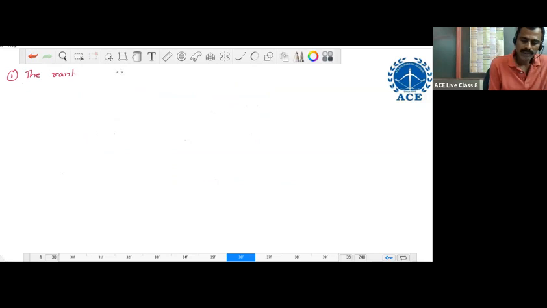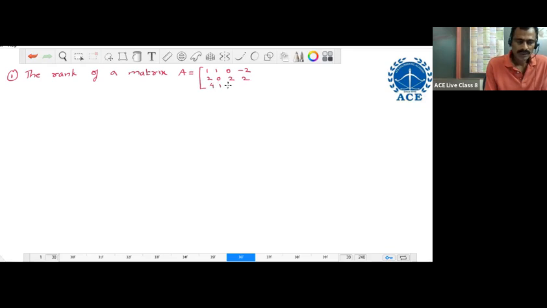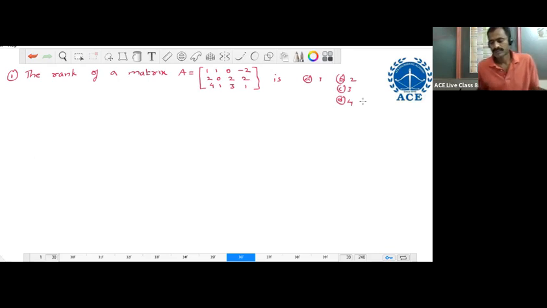The rank of a matrix A equal to [1, 1, 0, -2; 2, 0, 2, 2; 4, 1, 3, 1] is option A 1, B 2, C 3, option D 4. We require the rank of this matrix. We are given a 3 by 4 matrix and we are asked to find its rank.